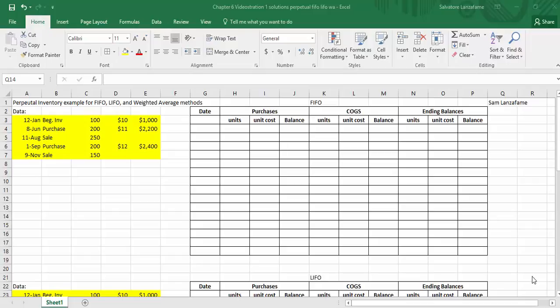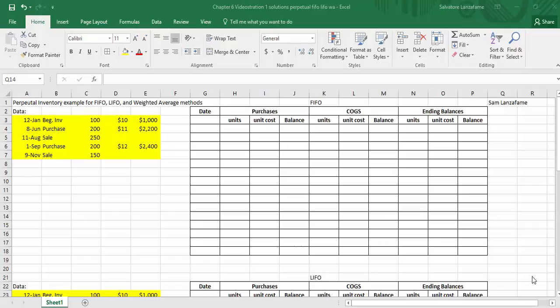Today we're going to be talking about how to calculate ending inventory and cost of goods sold under the perpetual inventory method. We're going to be analyzing three different techniques that exist. One is called FIFO, first in, first out. The second one is called LIFO, last in, first out. And the third one we're going to look at is the weighted average cost method. So without further ado, let's get right into it.